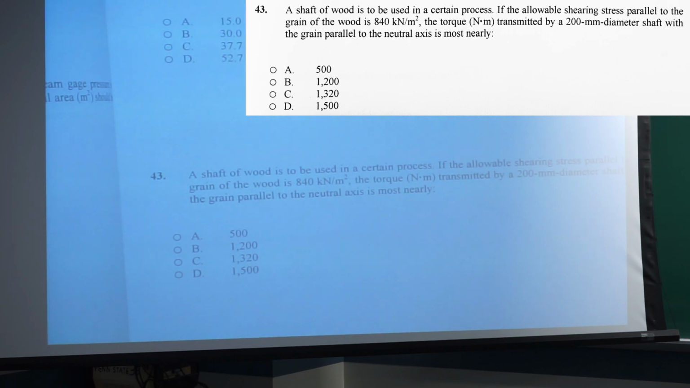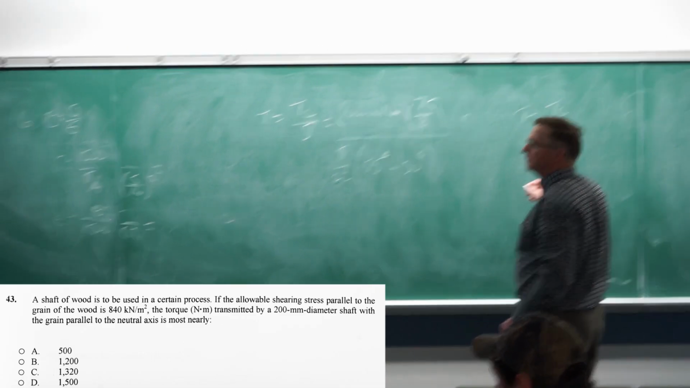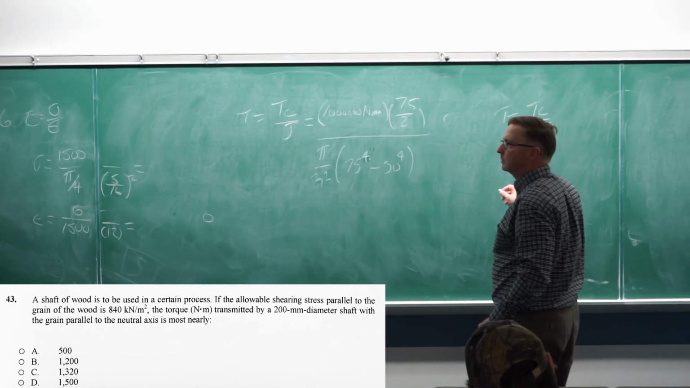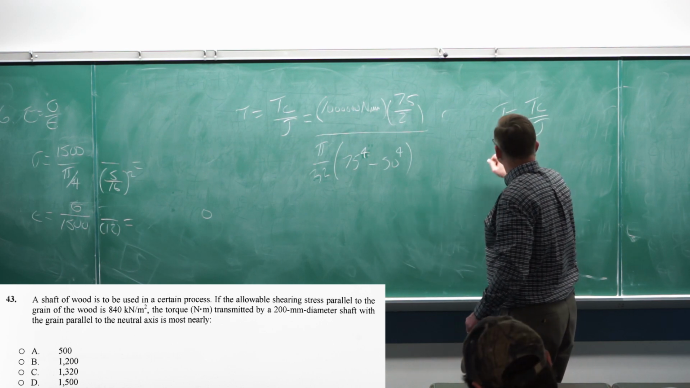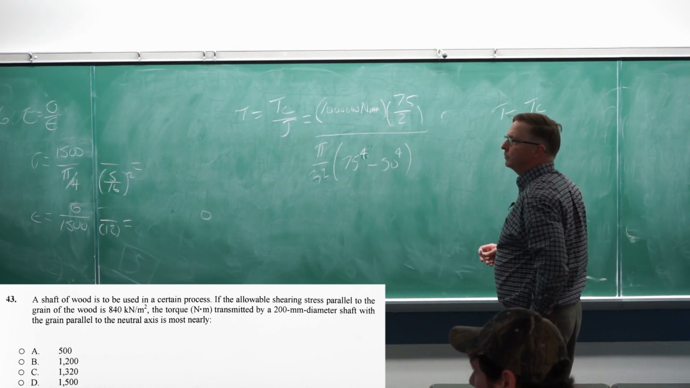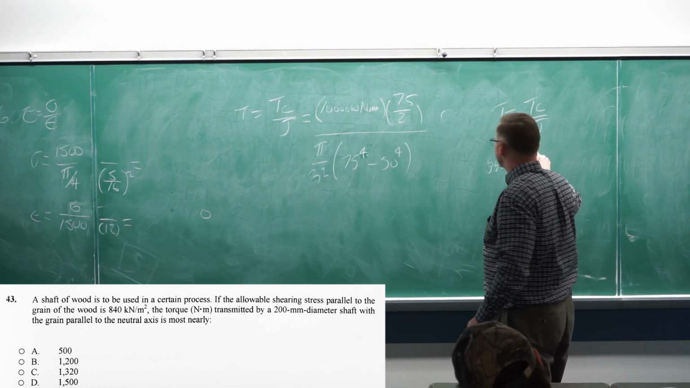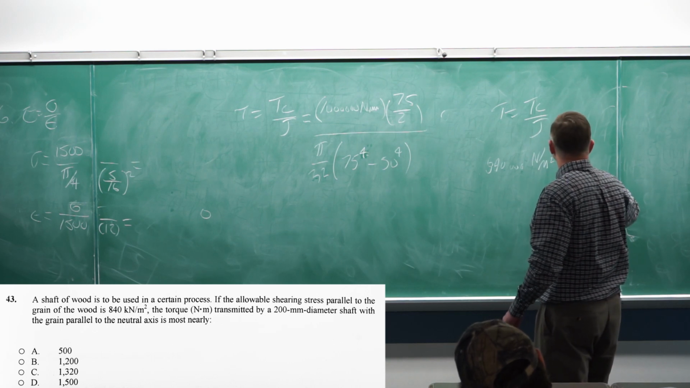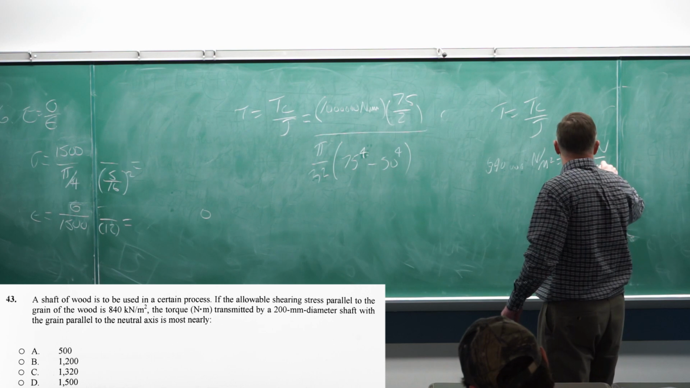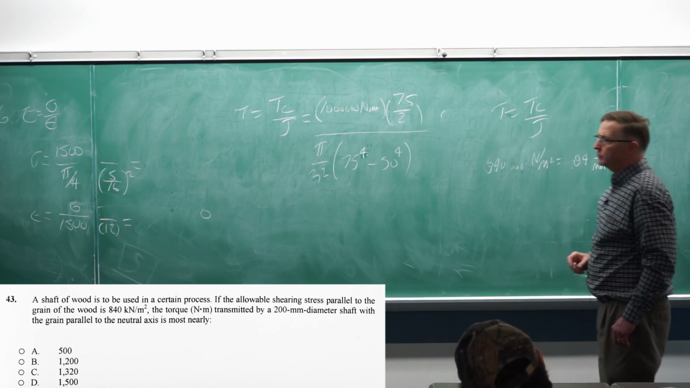I think the question about the wood and the grain is just noise and extra information. So I think that still comes out to shear stress equals TC over J, 0.84. So this shear stress is 840,000 newtons per meter squared, that is 0.84 newtons per millimeter squared. So that's the way you'd want to use that.